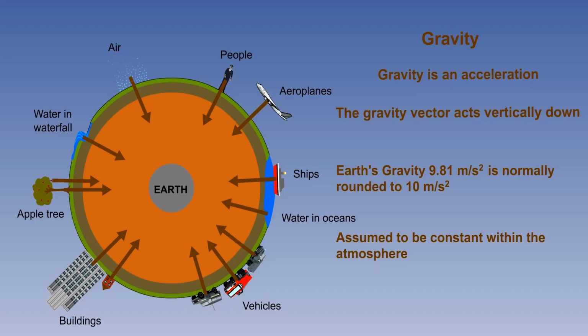The gravity constant is 9.81 meters per second squared. The examining body use a gravity constant of 10 meters per second squared, and this will be stated in the question.